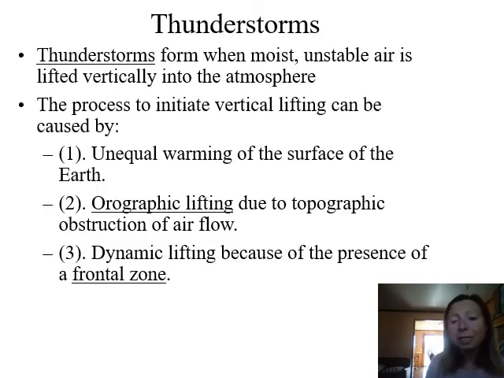Now let's talk about examples of some small local disturbances. You all are very familiar with thunderstorms. Thunderstorms form when moist, unstable air is lifted vertically into the atmosphere. The process to initiate vertical lifting can be caused by unequal heating of the surface of the Earth. It can also be caused by orographic lifting due to topographic obstruction of airflow when there is a barrier, for example, in the mountains. And it can also be caused by dynamic lifting because of the presence of a frontal zone.